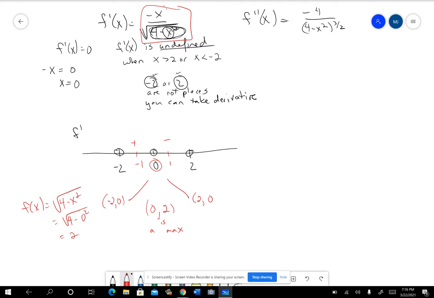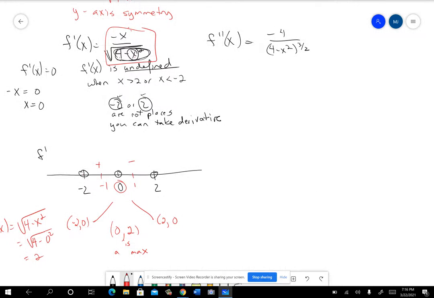All right, now let's go over here to f double prime. When we go over to f double prime, and we want to look for where it is equal to 0 and also where it's undefined, we find out that it never is 0. Okay, it never is 0. So f double prime of x never is 0. So what that tells you is you have no inflection points, because those would be the possible inflection points.